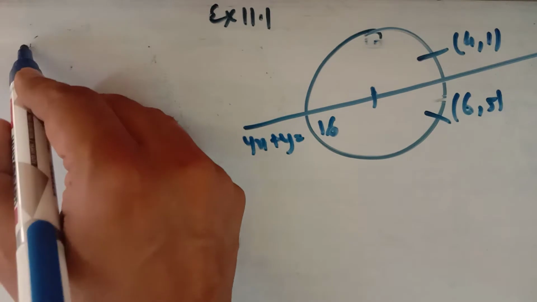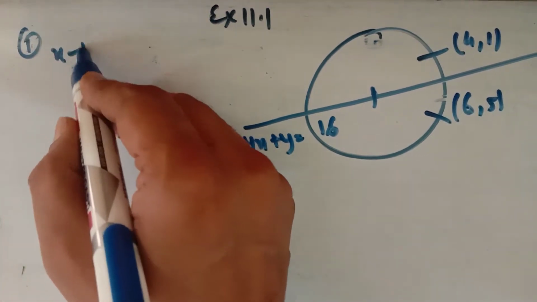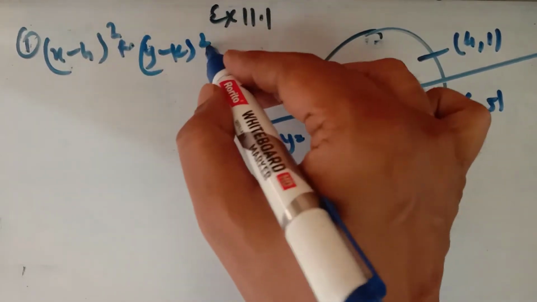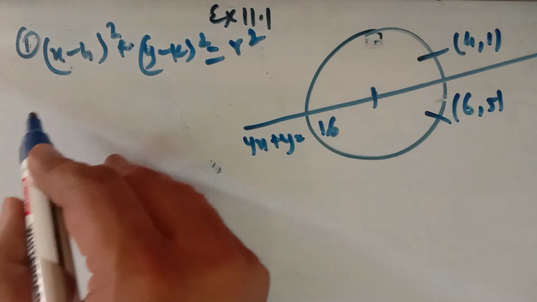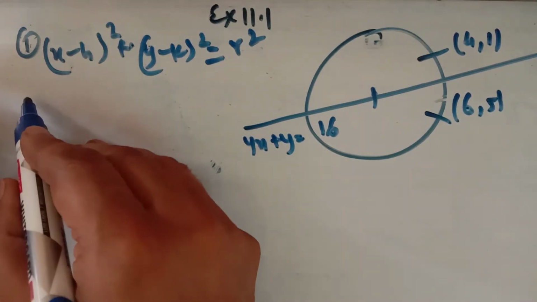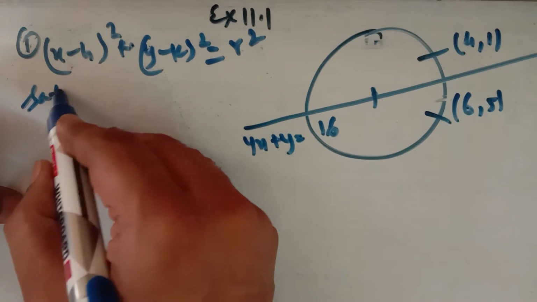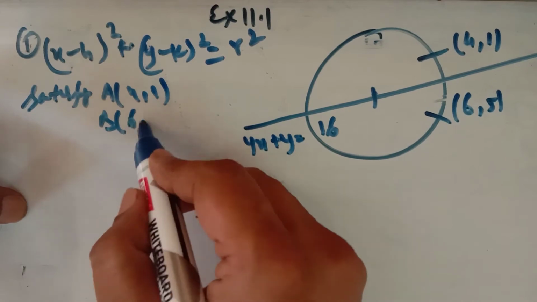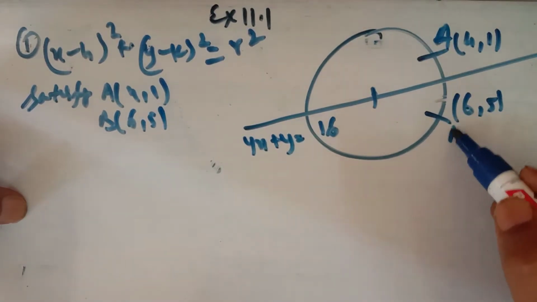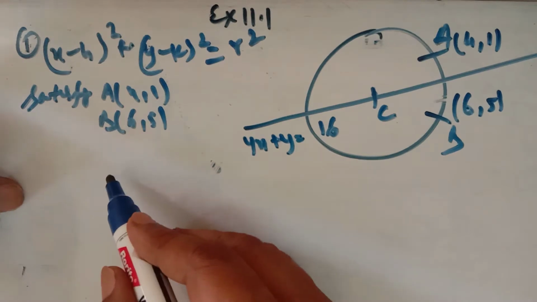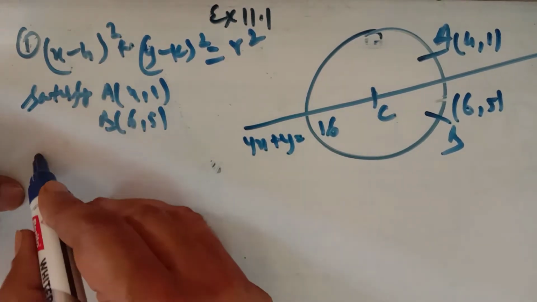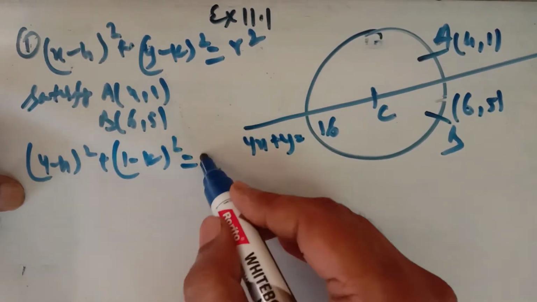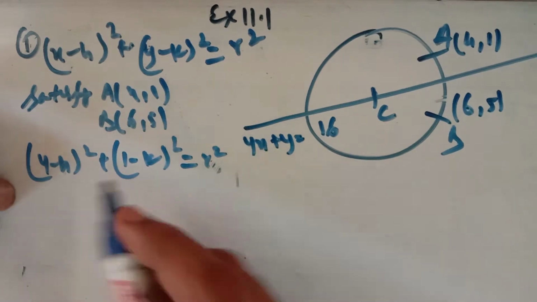One I will do with the equation (x minus h) whole square plus (y minus k) whole square is equal to r square, which will be satisfied by the 2 points, the first point (4, 1) and the second point (6, 5). I am taking these as A and B, and this is the center of the circle. You put this point in, it will be (4 minus h) whole square plus (1 minus k) whole square is equal to r square. This is the first equation, or you can simplify it.